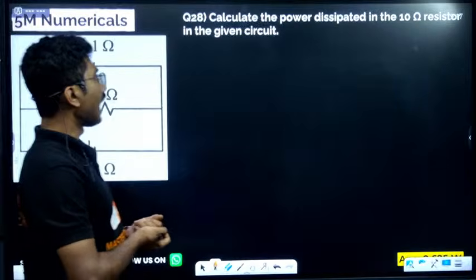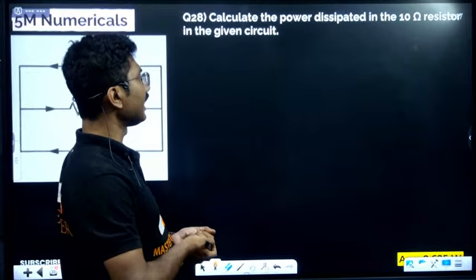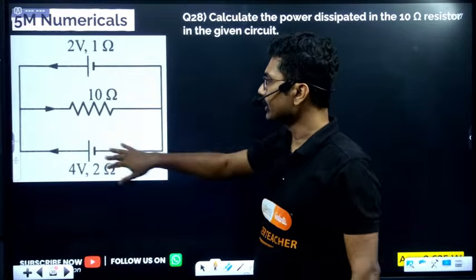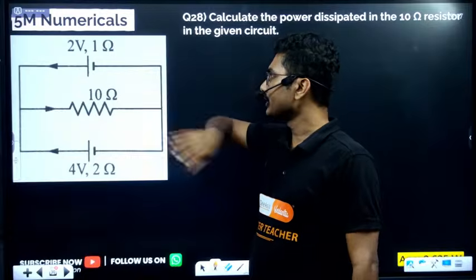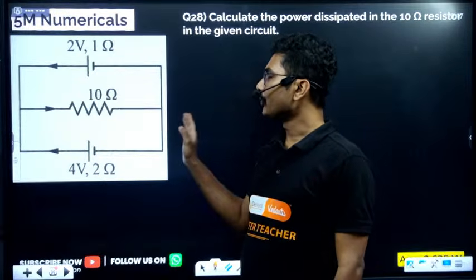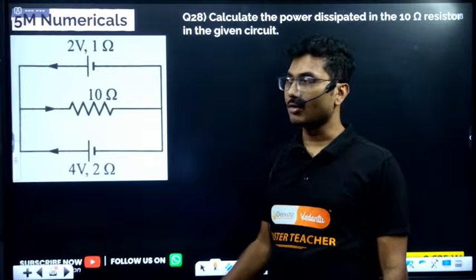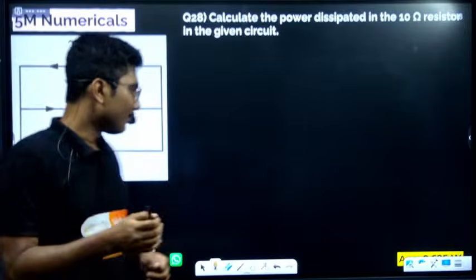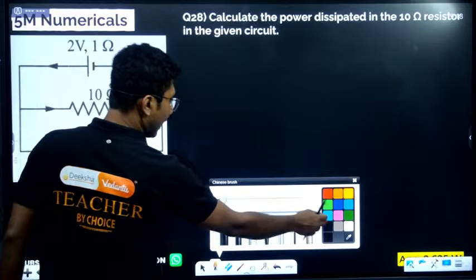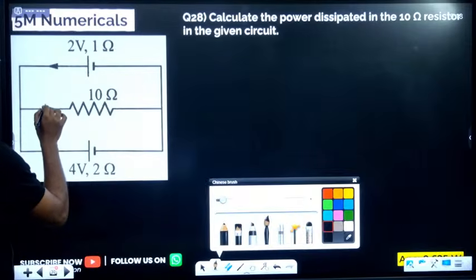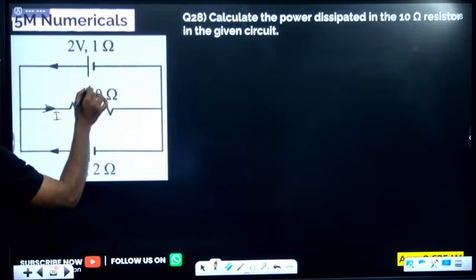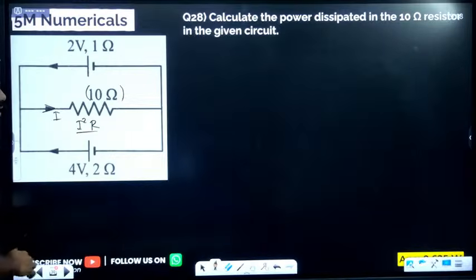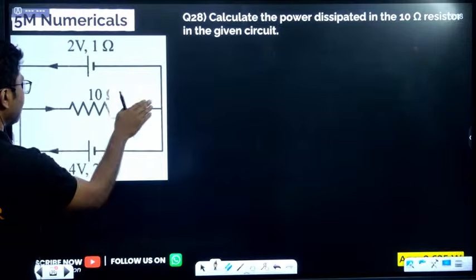Next, calculate the power dissipated in the 10 ohm resistor in the given circuit. So this is a circuit based question. Here we have two batteries. Each of them has some internal resistance and some voltage. So we have to find the power dissipated, not the current. Power dissipated, how to do that? The first step is the same as normal circuit based questions: you have to find the current. Resistance is given, so power dissipated is I square R. So this formula we have to use to find the power dissipated.